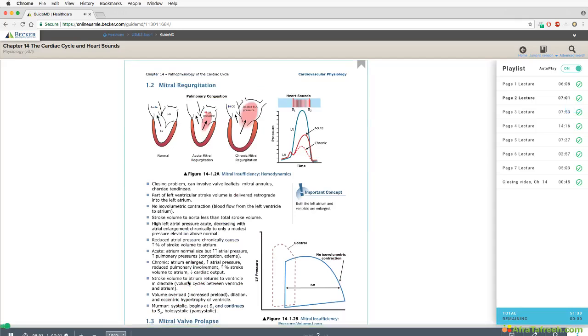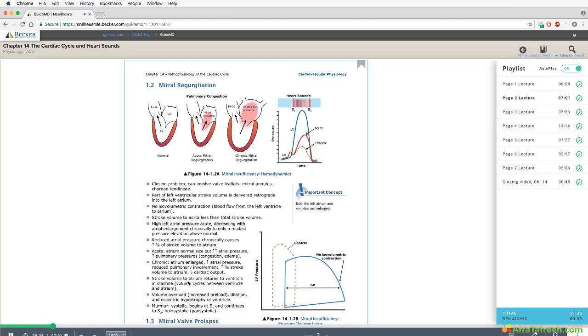Now, the next state to take a look at is mitral insufficiency or mitral regurgitation. The generalization is the stenosis is fairly easy to deal with, but an incompetent valve is much more complicated. Now, with mitral regurgitation, you have a closing problem. Now, just follow me through on this. The mitral valve does not close properly.